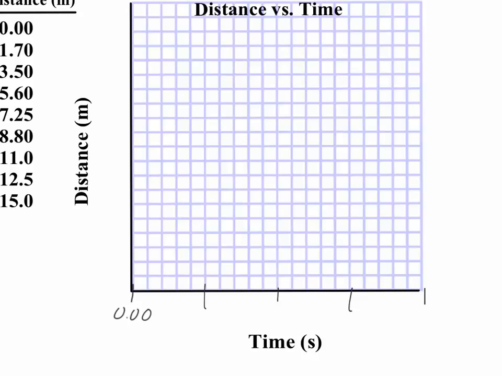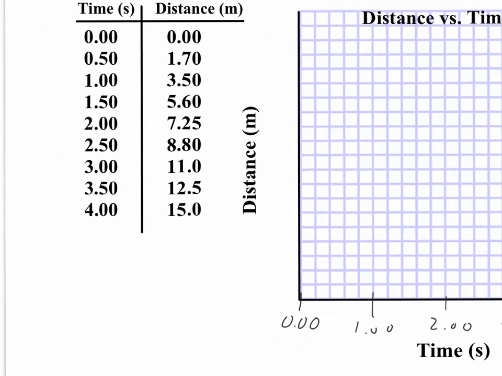Because I've got this set up the right way, when I make my labels, this would be 1.00, 2.00, 3.00, and 4.00, just like that. If I peek back over to my actual data, my data goes from 0 all the way up to 4, so I've got my graph scaled really nicely now.